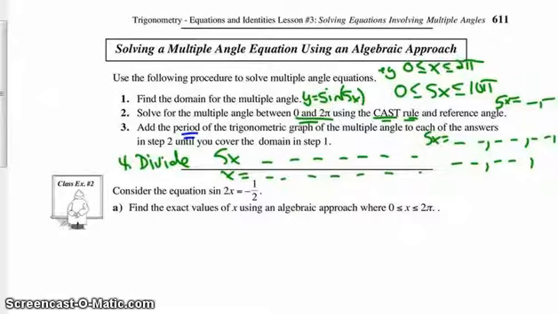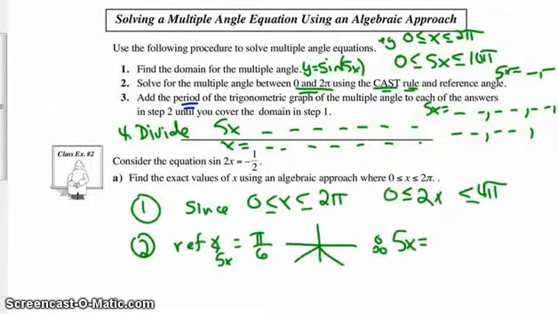So let's do the steps with example 2 and see what you come up with. All right, so first step, x is normally 0 to 2 pi. That means 2x is 0 to 4 pi. The next thing is that the reference angle for 2x is pi over 6. So that means that on the first rotation of 2 pi, my angles for 2x are 7 pi over 6 and also 11 pi over 6.